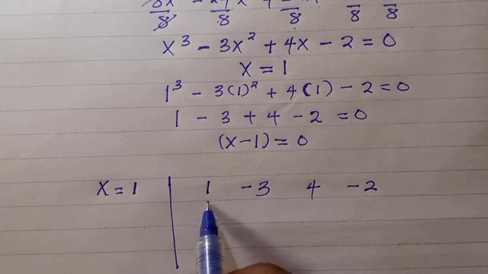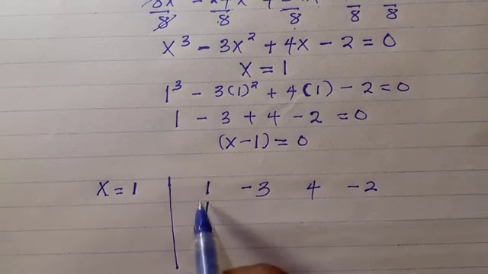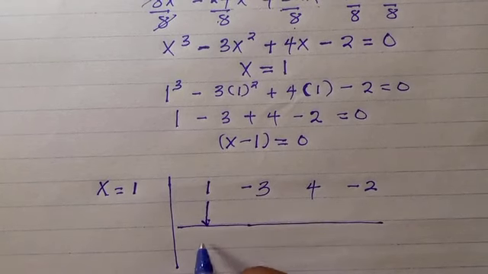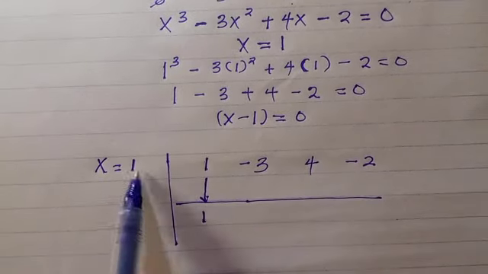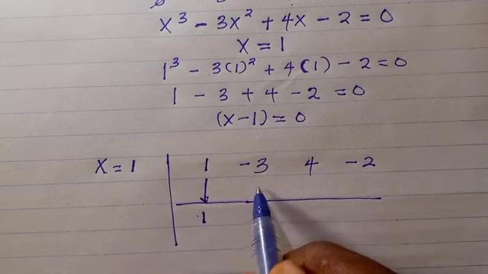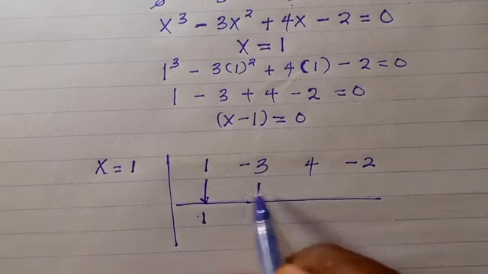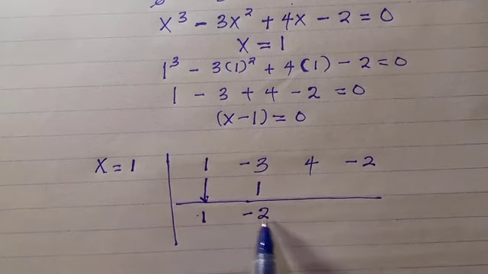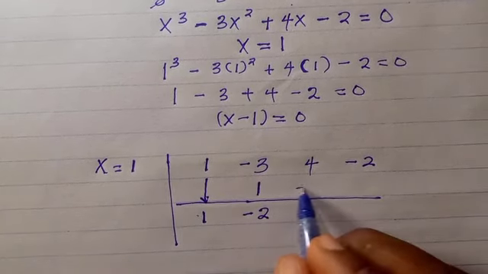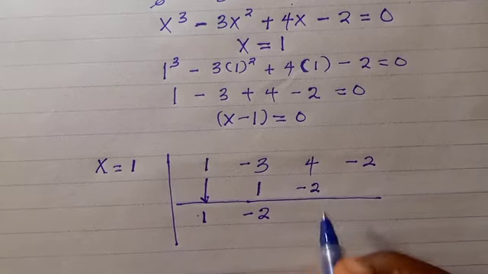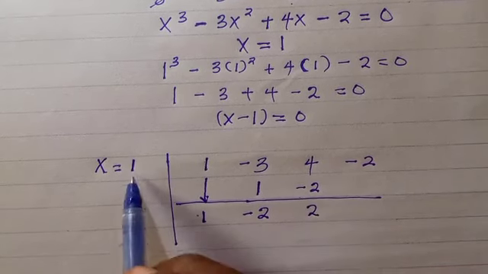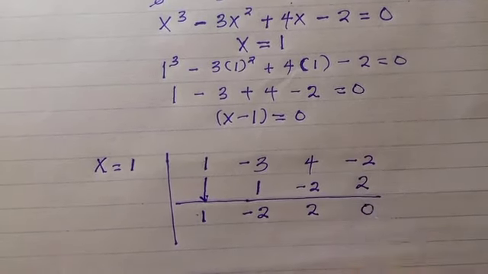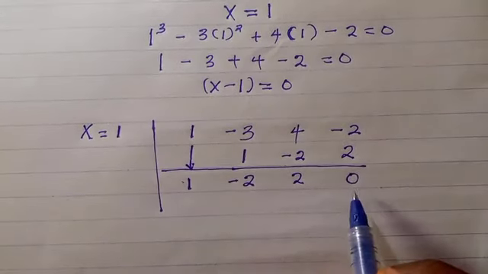The method is, the first one comes down since it starts the equation, so we write it as it is. We have this as 1. The next thing is 1 multiplied by 1, that is 1, so we write that one here. If we add this together, here is minus 2. So 1 multiplied by minus 2, we have minus 2, and the addition of all this is 2. So 1 multiplied by 2 is 2. If we add this together, we get 0. When we get 0 here, it means we are safe.